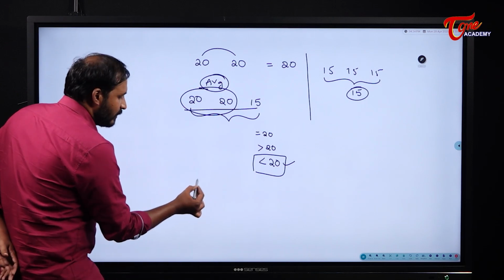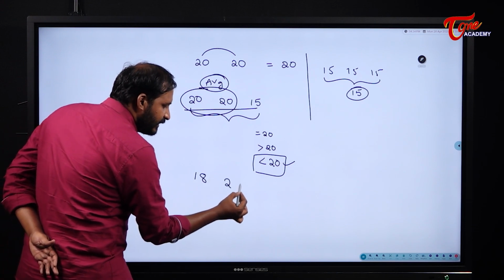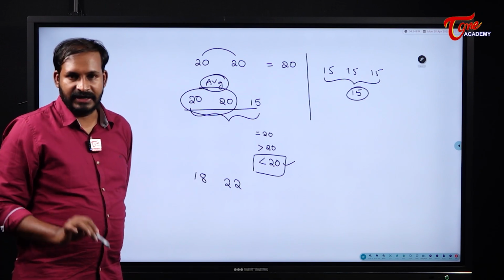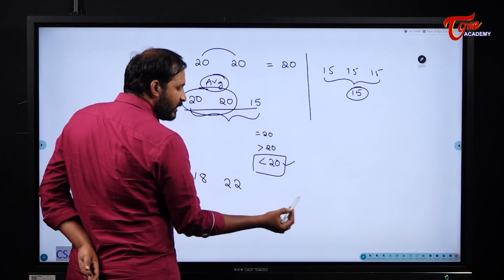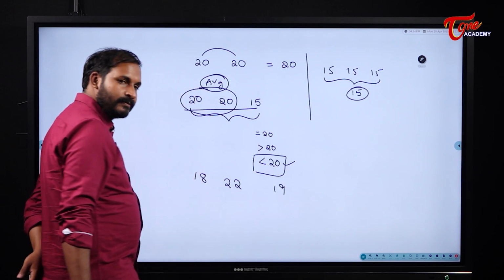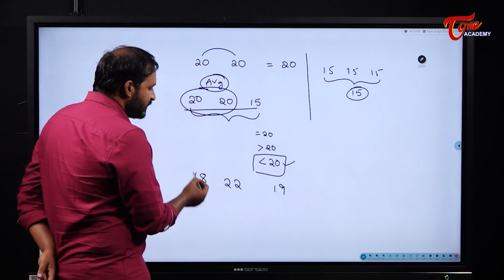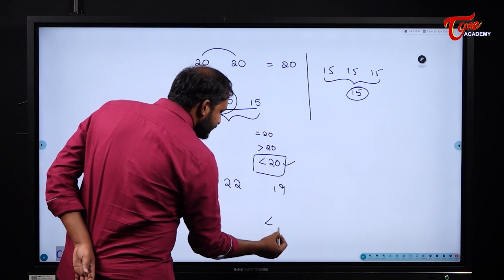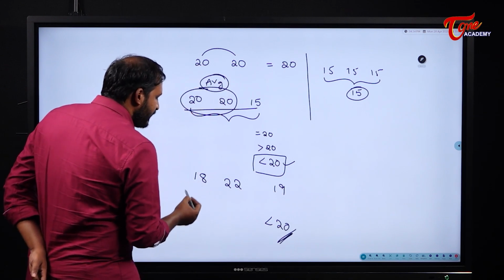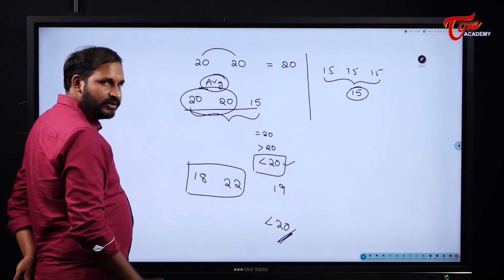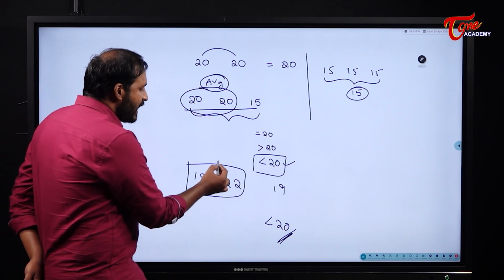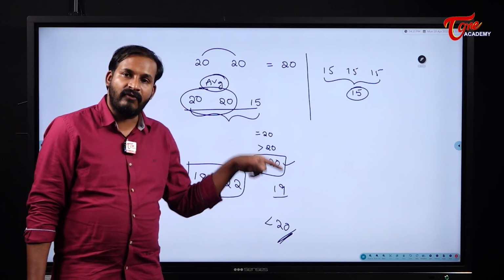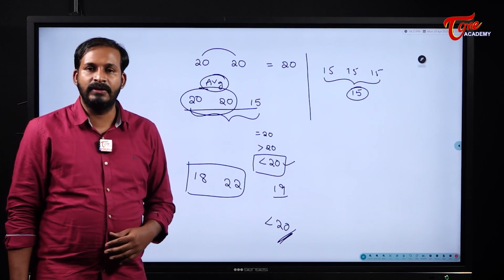Now, for example, I will give you one more data, 18 and 22. What is the average between 18 and 22? 18 plus 22 by 2. You will say 20. Okay, good. Now, I will add one more number, something like this, 19. Now tell me whether my average will be less than 20, equal to 20 or greater than 20. My average will always be less than 20. What is the reason, sir? The previous average before adding this 19 to this group is 20. Now I am adding a number which is less than the previous average. So obviously my average will fall below 20.